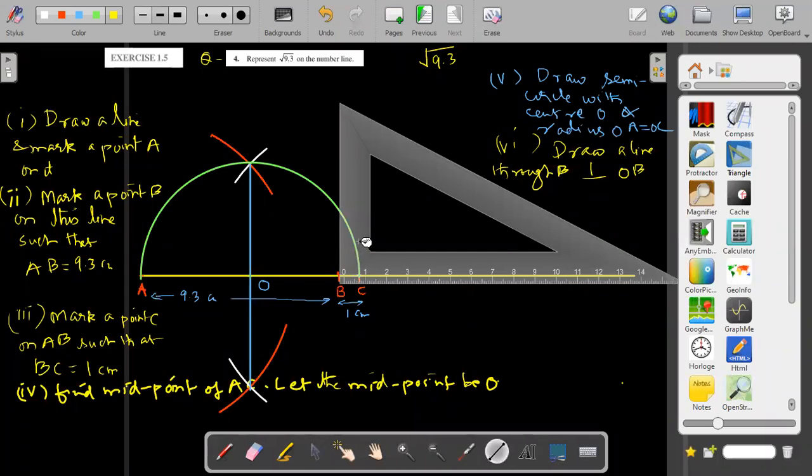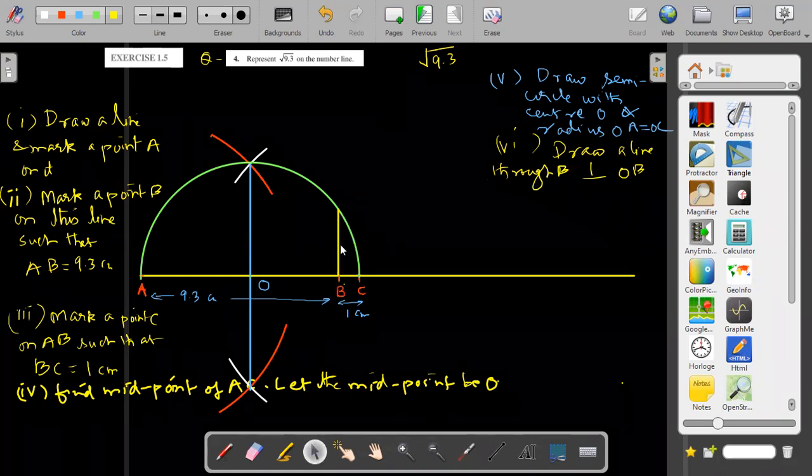So this line should be drawn from this point to this point. Okay, got it? This should be exactly a perpendicular line, and this point we will take as D. BD.